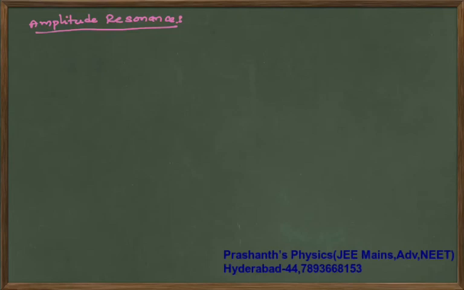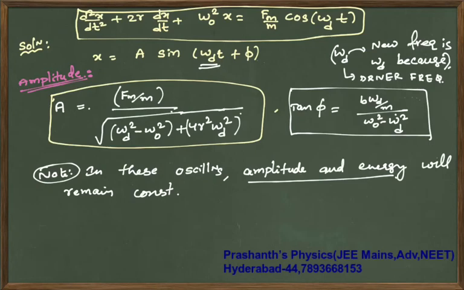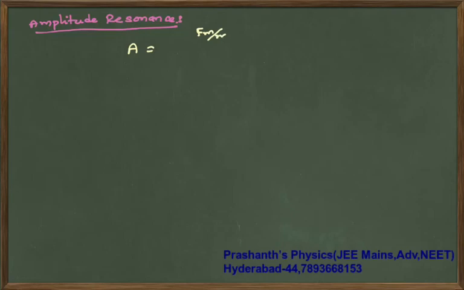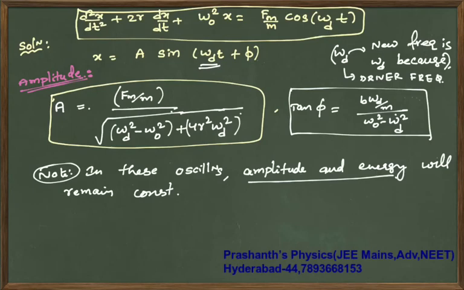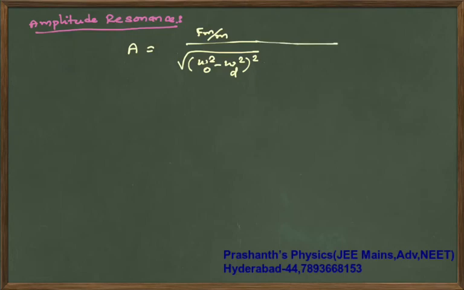Your amplitude at resonance: if you remember forced oscillation, look at this expression. Your amplitude A is equal to Fm by m divided by under root of omega d square minus omega naught square whole square plus 4 gamma square omega d square. It is actually omega naught square minus omega d square, sorry, I have written it wrong. We need to consider which is bigger. As long as it is plus or minus, since it is a square term, nothing will be affected. So omega naught square minus omega d square whole square plus 4 gamma square omega d square is your amplitude definition.